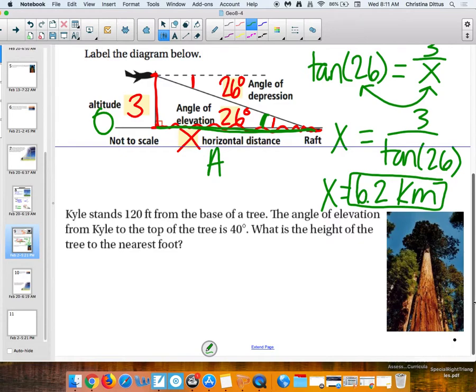Inverse. When I'm looking for an angle, I need to use my inverse. If I'm looking for a side, I use my regular one right here. Okay, draw a pretty picture.